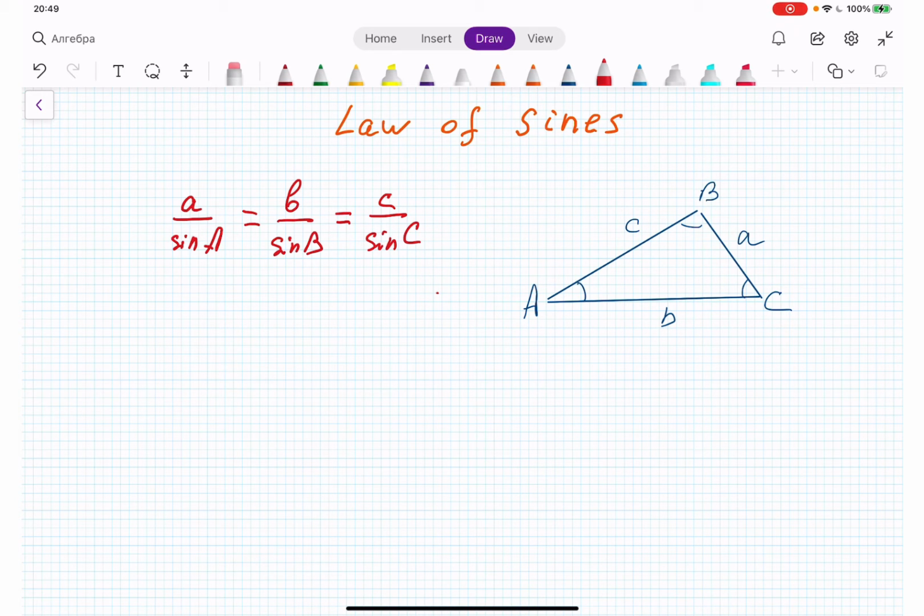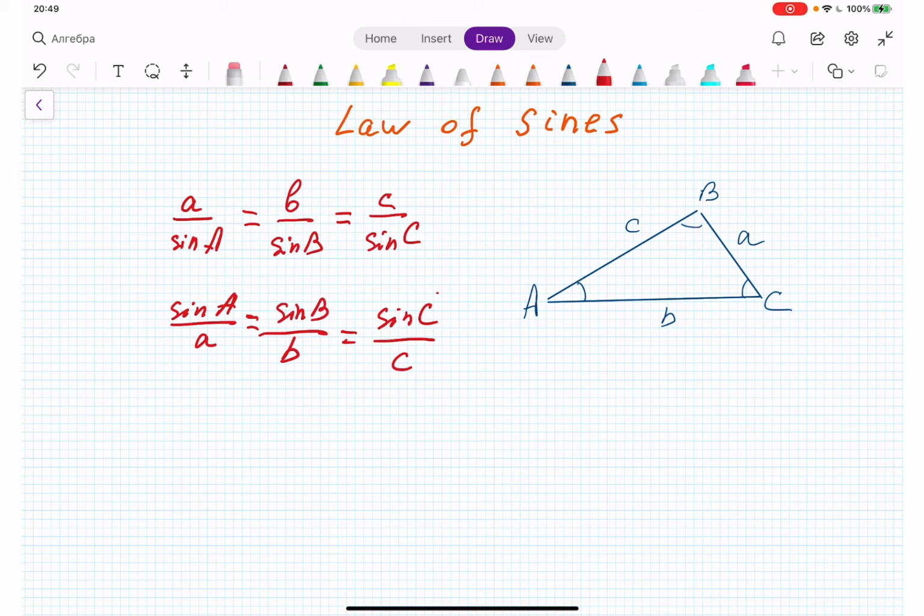It is also true if I write it using the reciprocal, which means sine A relates to side a exactly the same way as sine B to side b, and sine C to side c.